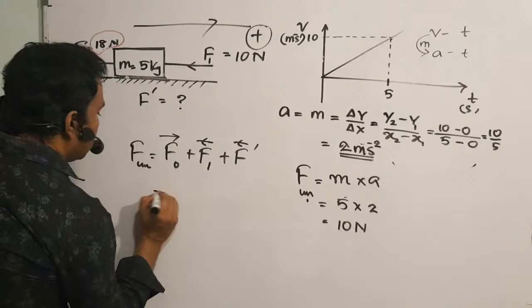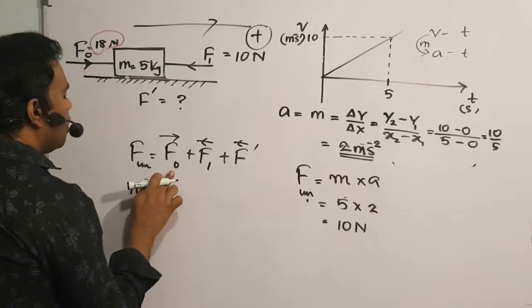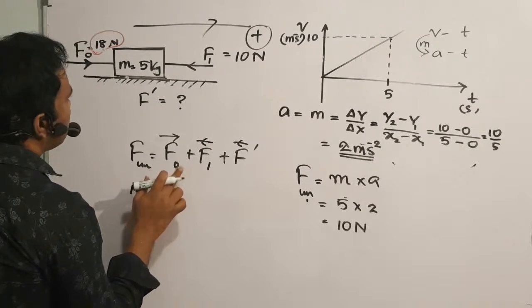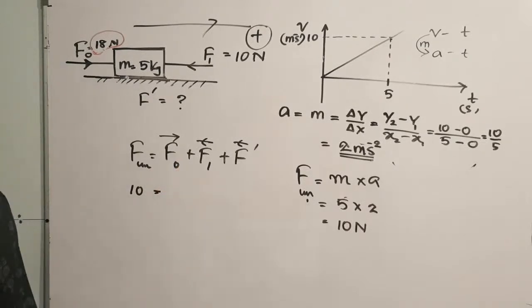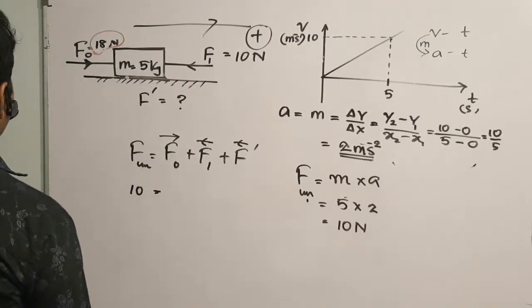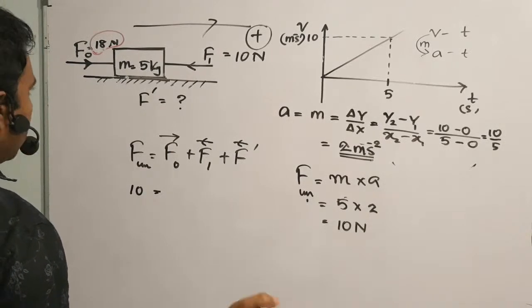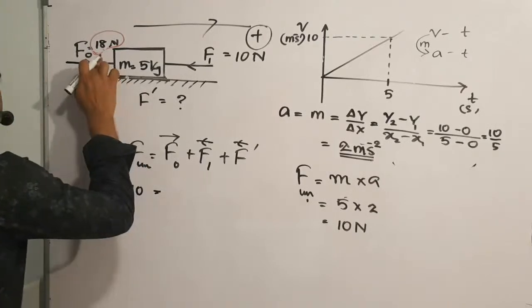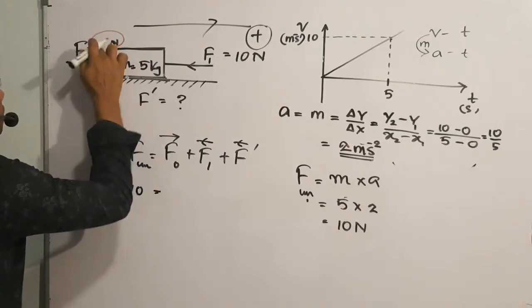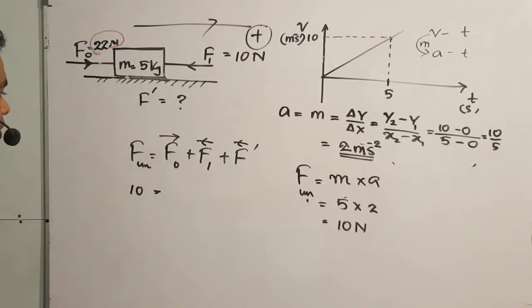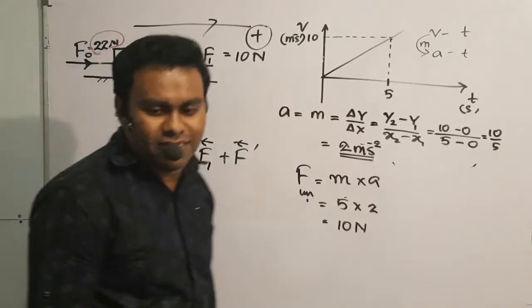Unbalance is 10. F naught. So what's that value? Yes, a small mistake happened. F naught must be 22. I'm sorry for that. So that's 22. Don't worry.